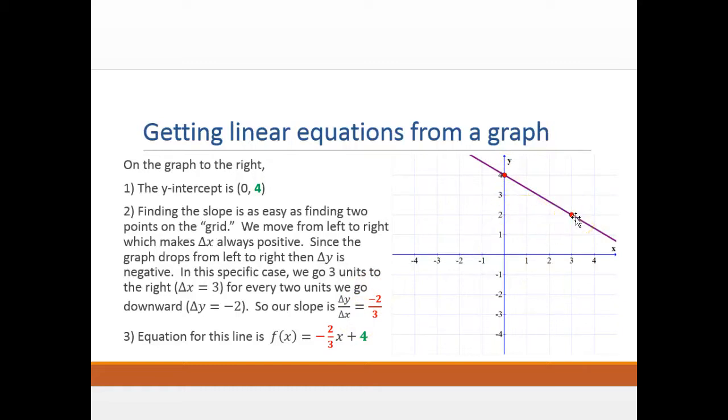Remember, your slope is rise over run. So therefore, from this graph alone, I can look at it and say this function is f of x equals negative 2/3 x plus 4. This is my slope. That's my y-intercept.